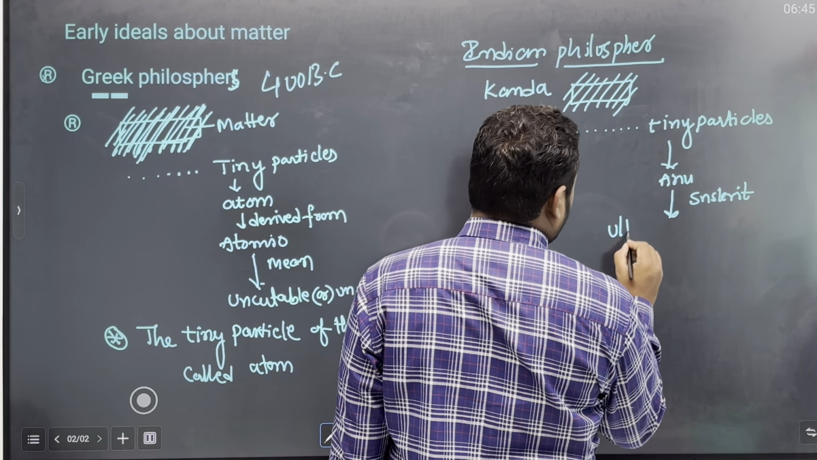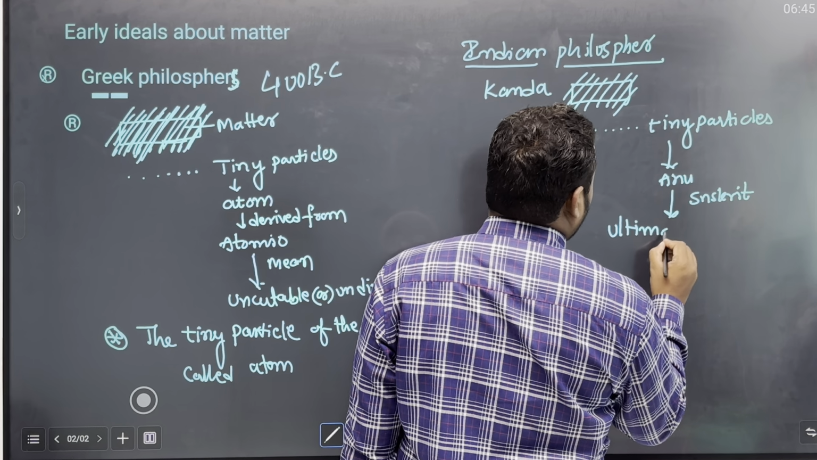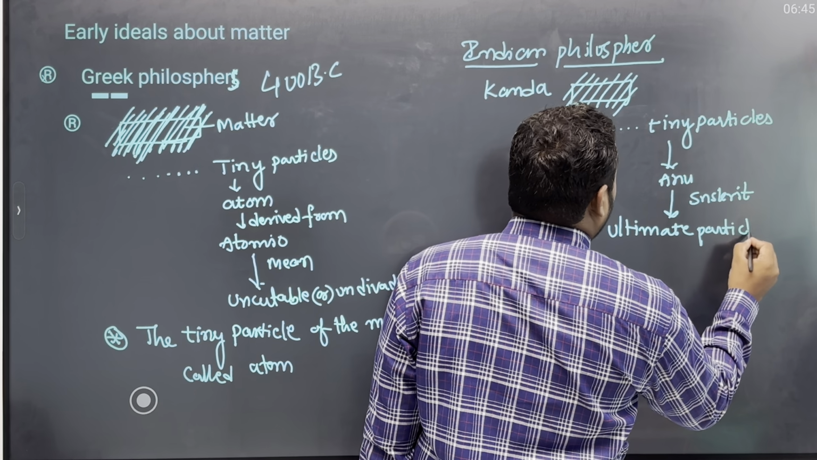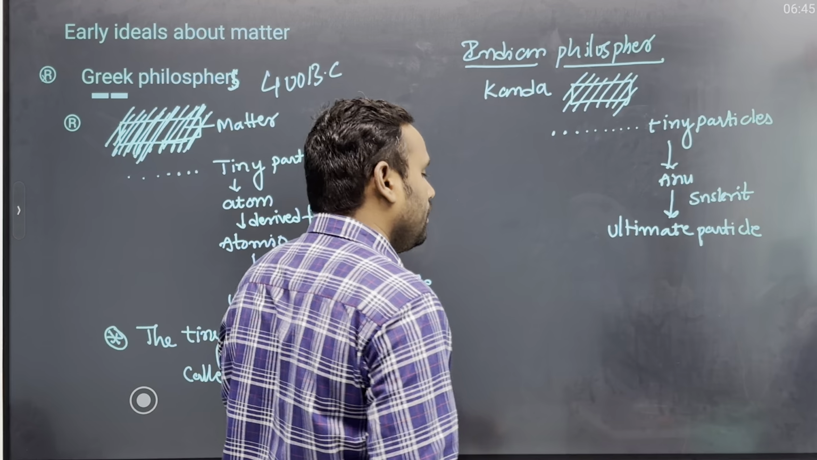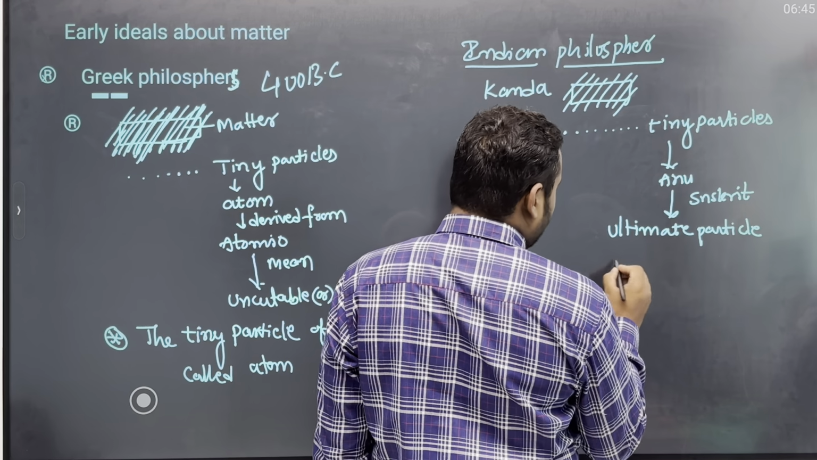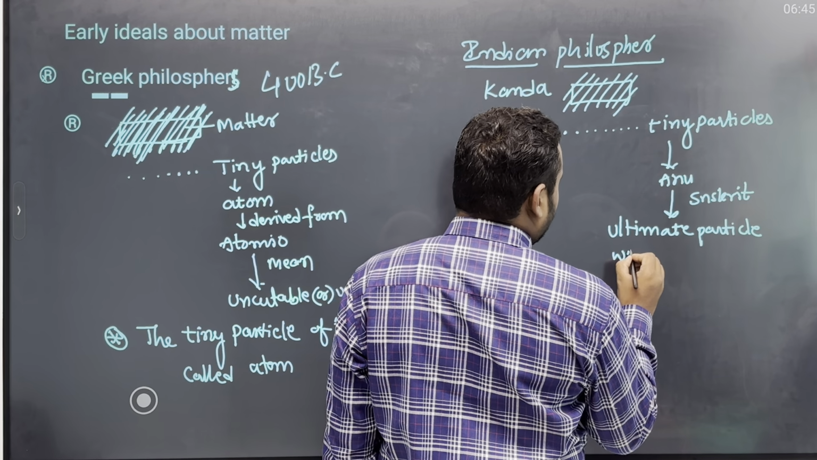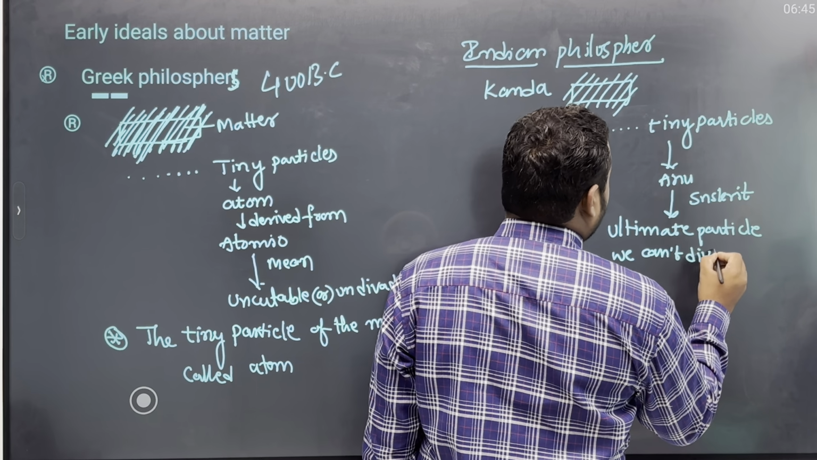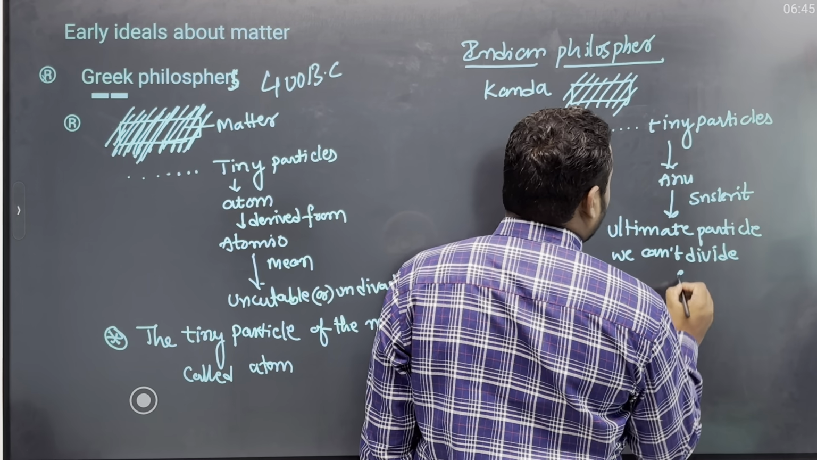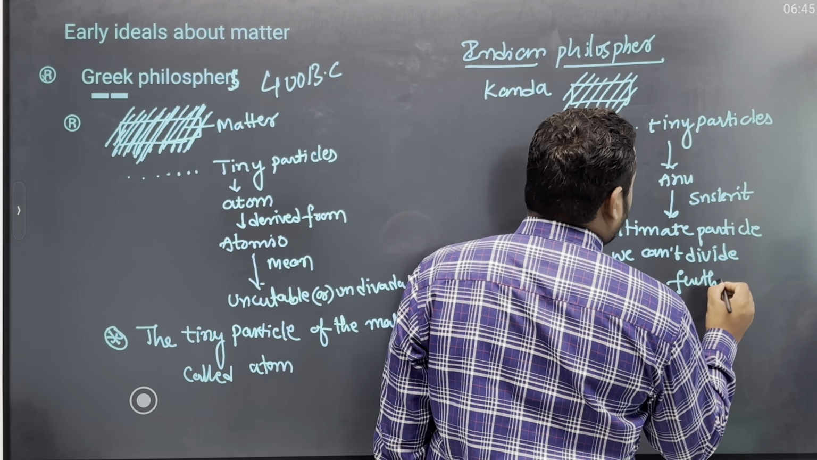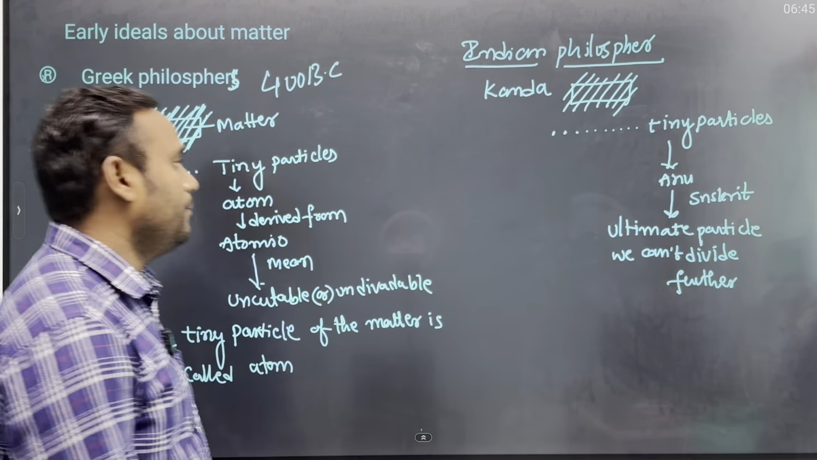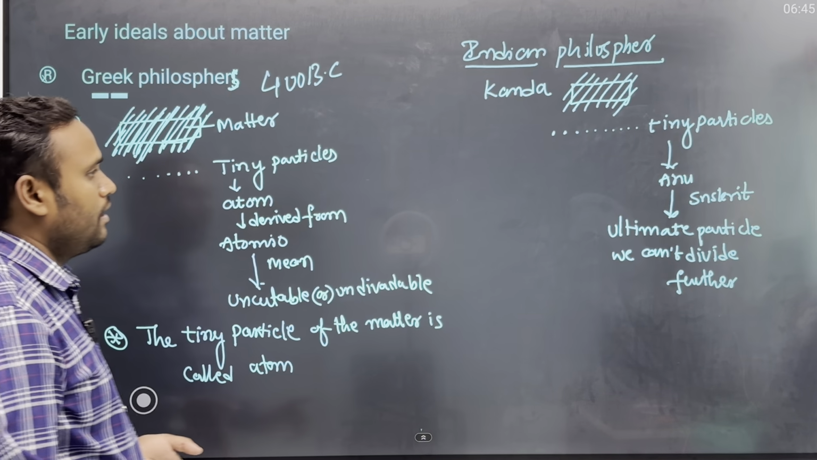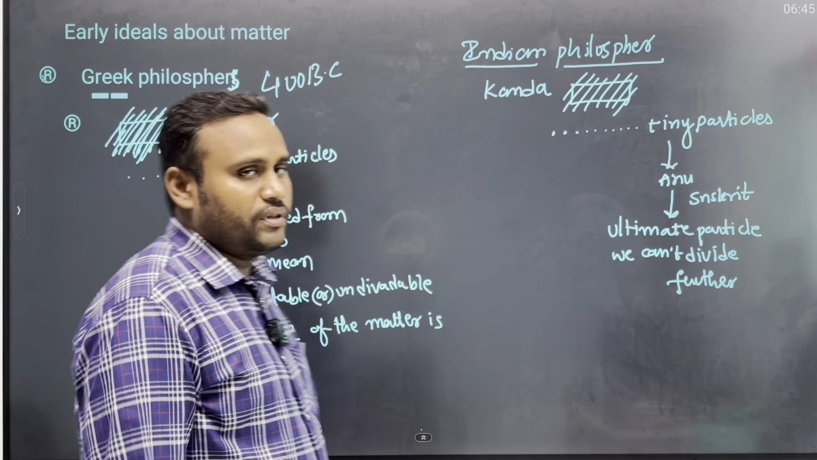Ultimate particle, ultimate particle, which we cannot divide. We cannot divide, which we cannot divide further, which means again we cannot divide. It is impossible to divide these tiny particles. Okay, these are the early ideas about the matter.